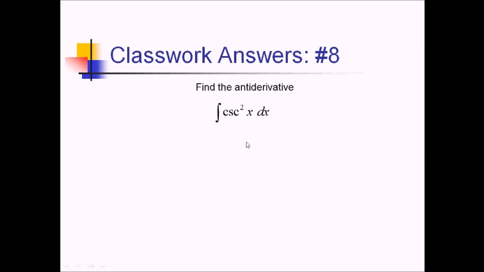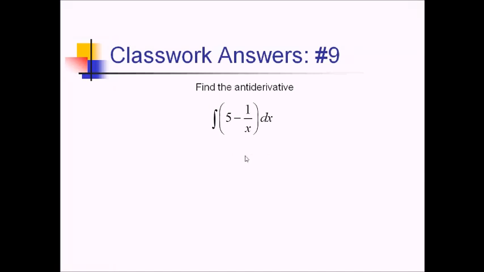On this problem, we want the antiderivative of cosecant squared of x dx. This is going to antidifferentiate to a cotangent x, but when you antidifferentiate to a trig function that starts with the letter c, it's always the opposite sign that you started with. So this ends up being negative cotangent of x plus c.